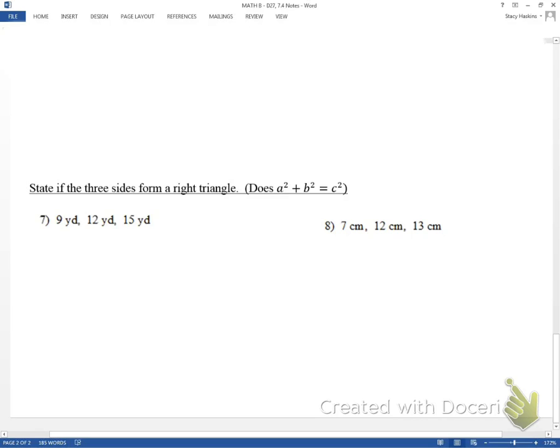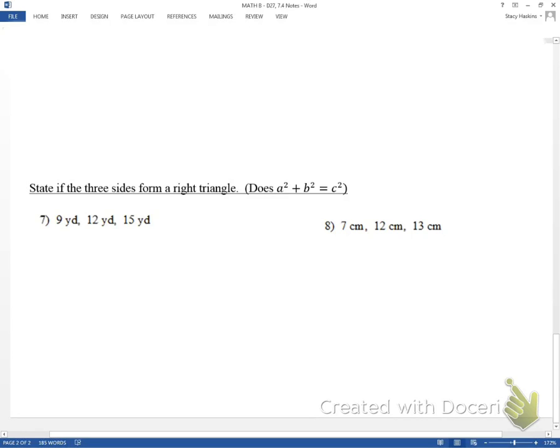The last two questions are pretty interesting. They give us 3 sides, A, B, and C, and they want to know, are these right triangles? Well, in order for them to be right triangles, they must satisfy a formula of A squared plus B squared equals C squared.